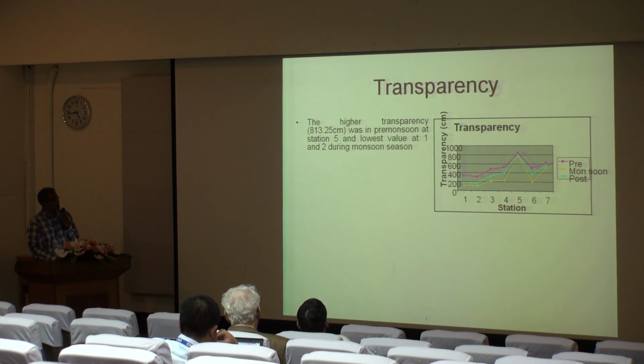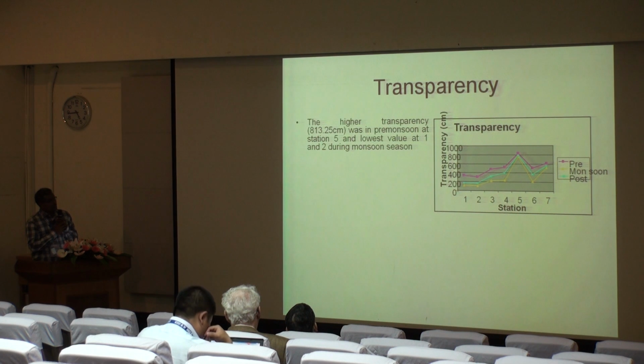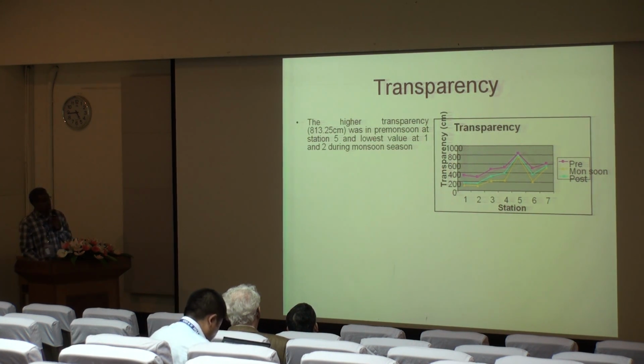Transparency is very important for the coral. The highest transparency, 813.25 centimeters, was in pre-monsoon at station 5, and the lowest was at stations 1 and 2. Stations 1 and 2 are influenced by the jetty area, where tourists normally go and return, and it has siltation and navigation as well.